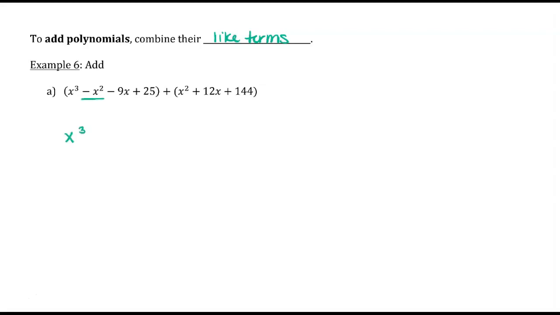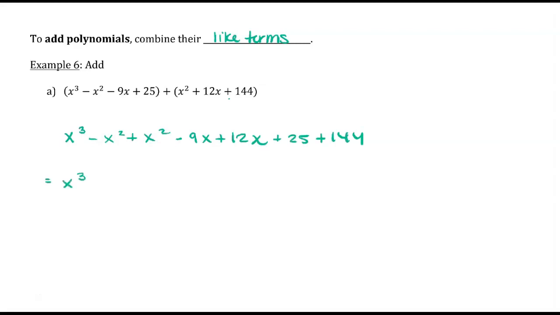Next, we have a -x squared. In the other polynomial, we have a +x squared. Let's write those two terms next to each other. Notice that those two like terms will add to 0. Next, we have a -9x. In the other polynomial, we have a like term of +12x. Finally, we have a constant term of 25 in the first polynomial and a constant term of +144 in the second polynomial. This intermediate step of writing the like terms next to each other can help you simplify.